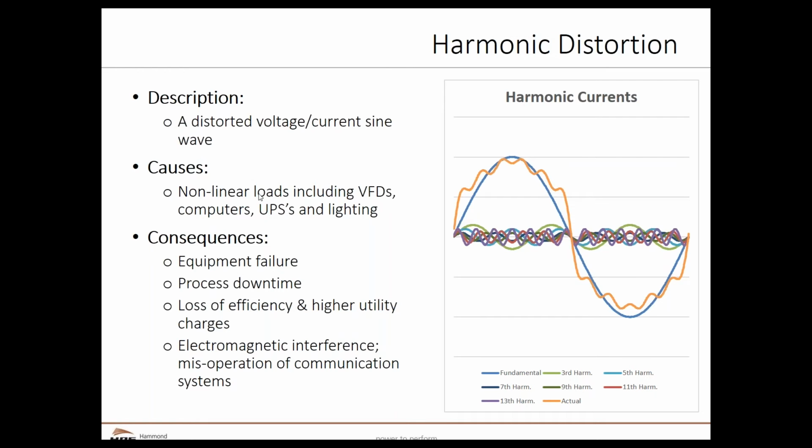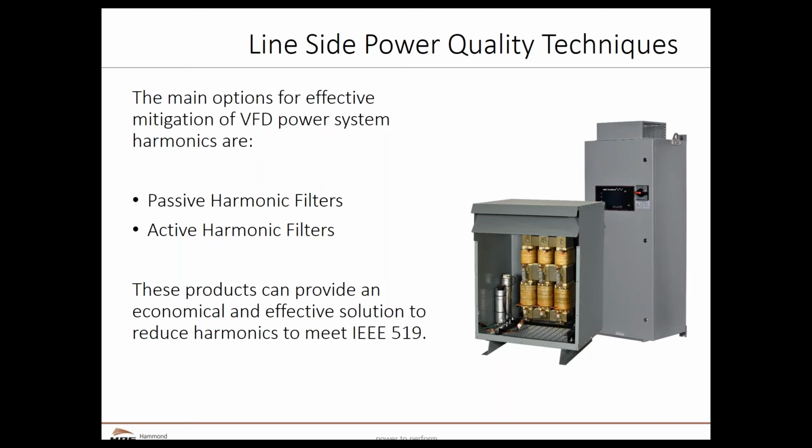This distortion can cause overheating of cables and equipment, loss of efficiency in electrical machines, electromagnetic interference with communication systems, and nuisance tripping of thermal protective devices, to name a few of the most common issues. While there's a number of devices that address power quality in a power system, I am going to primarily focus on passive harmonic filters and active harmonic filters. These products are an effective way to reduce harmonics, but there are differences between them that I will point out. The presentation will also address factors that affect which product is better suited to a particular application.